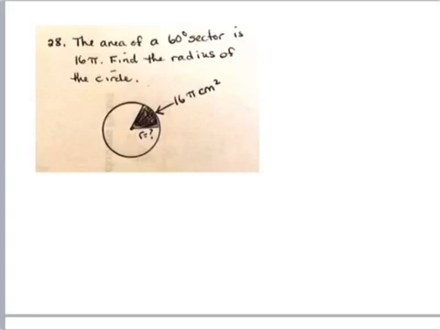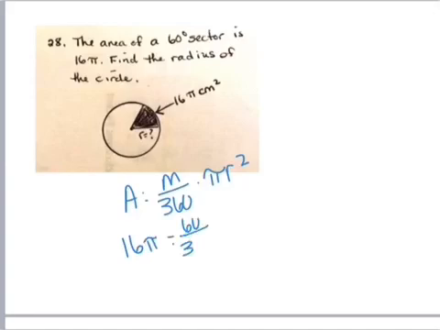Earlier, we did a problem similar to number 28 where we were told the arc length, and they wanted us to find the measure of the angle. This time we're told the area of a sector, and we're supposed to find the radius of the circle. So my area of a sector formula is m over 360 times pi r squared. But we know our area is 16 pi, and we know that our angle is 60 degrees, so 60 over 360 times pi r squared.